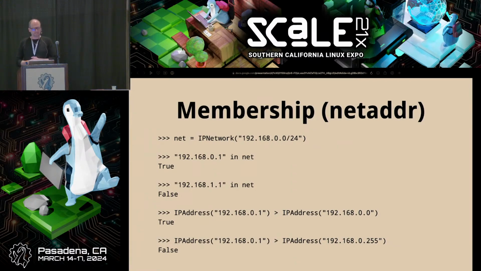So in this case, we do this little check of membership. Is 192.168.0.1 in this network? It returns true. Is 192.168.1.1 in this network? No, false. Similarly, because going back to the fact that IP addresses are integers, we can do arithmetic evaluation against two IP addresses. Is 0.1 greater than 0.0? Yes, it is. Is 0.1 greater than 255? No, it isn't. What does that tell us? 0.1 is a member of that network contained between 0 and 255.